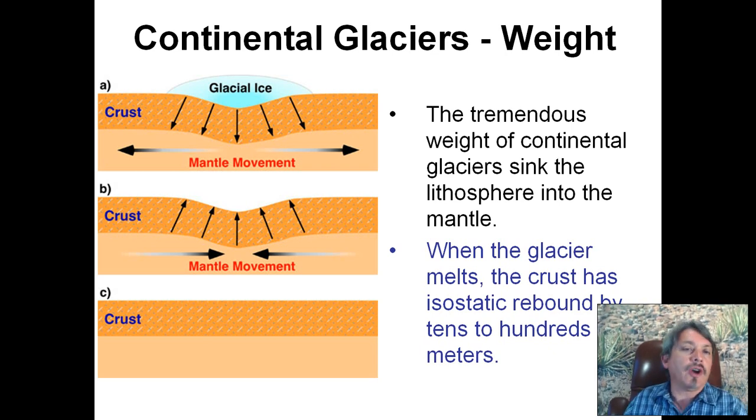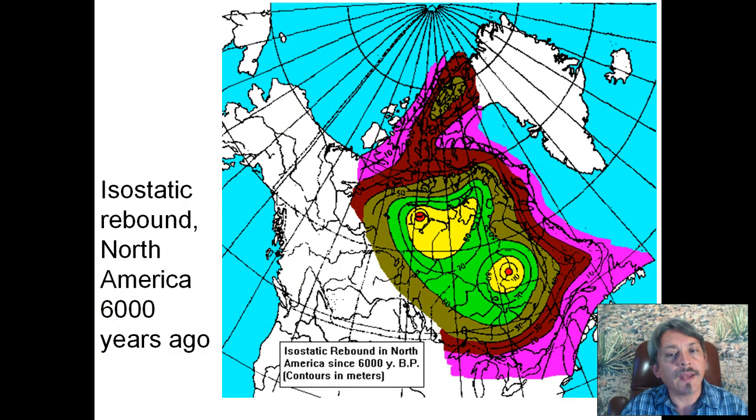Continental glaciers are immense in weight, and they can warp and bend the crust. It causes mantle movement. So when the tremendous weight of the continental glaciers sinks the lithosphere and distorts the mantle, the melting causes the crust to go through this rebound movement by tens to hundreds of meters once the weight has disappeared.